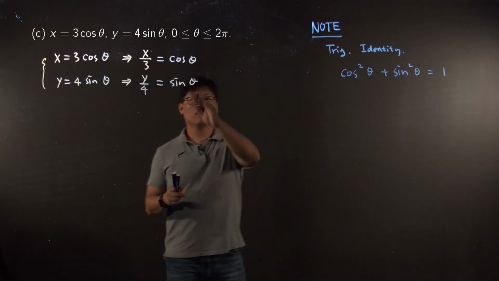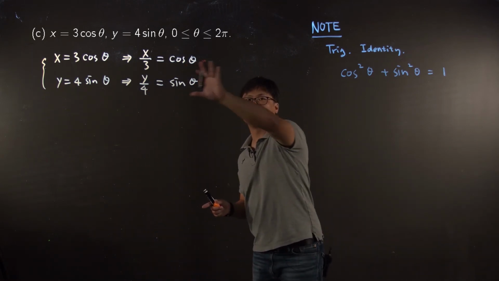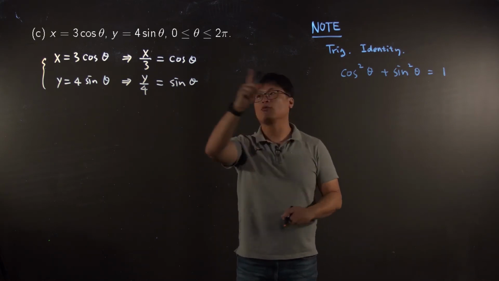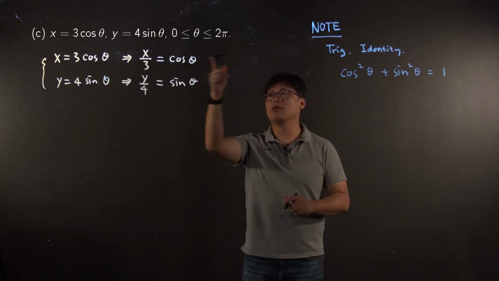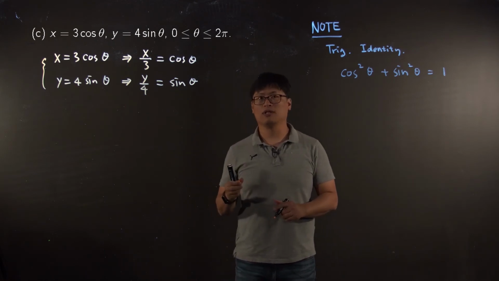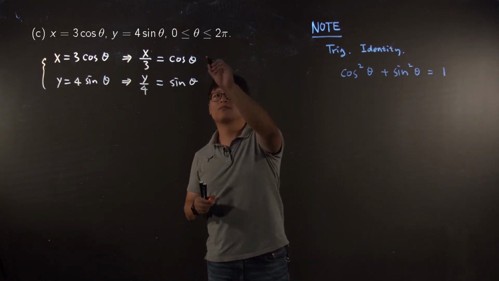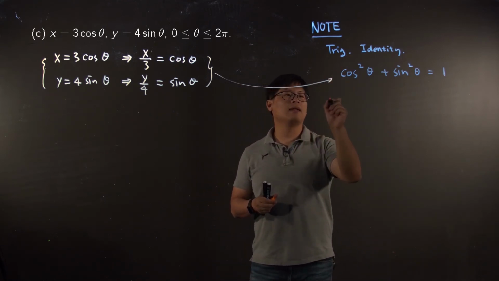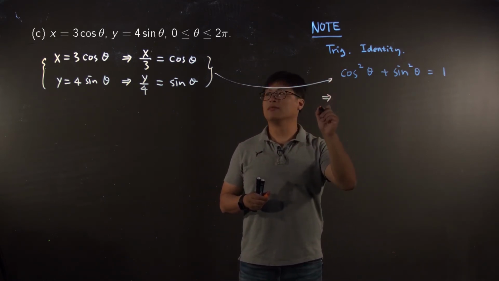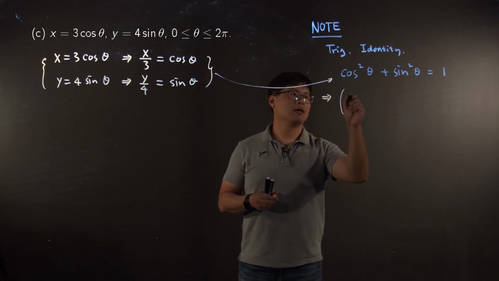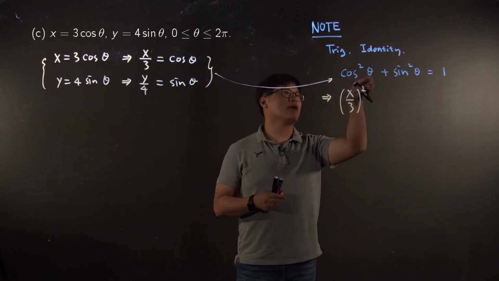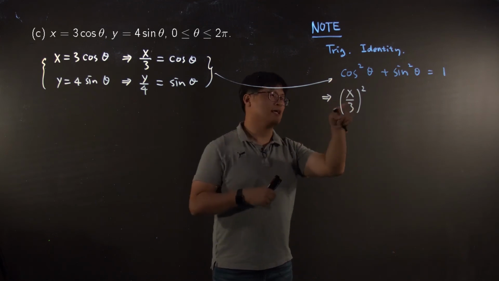Now, can you connect this one and that one? We're going to plug cosine and sine into here, which means we're going to replace cosine and sine with x over 3 and y over 4. Does it make sense? Then your trig identity will be written in terms of x and y. x over 3, which is cosine theta, squared. And this is trigonometric notation. Cosine squared theta means cosine theta squared. Okay, that's why you have this, okay?